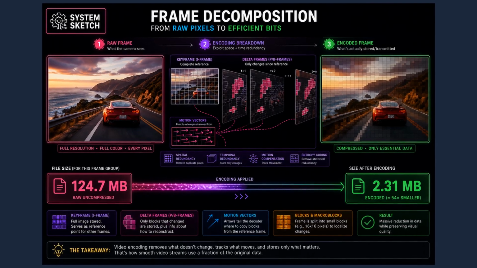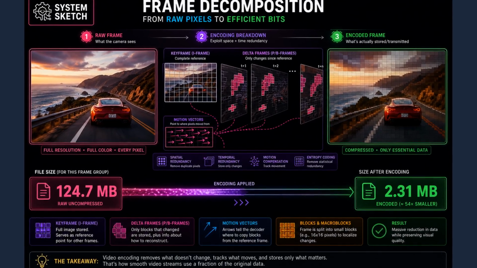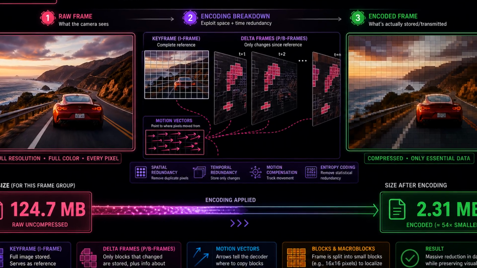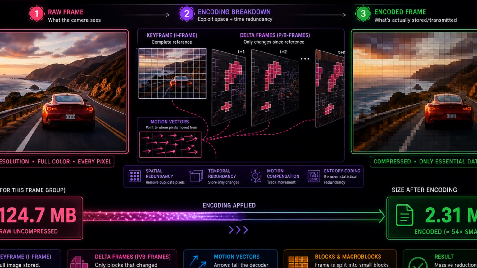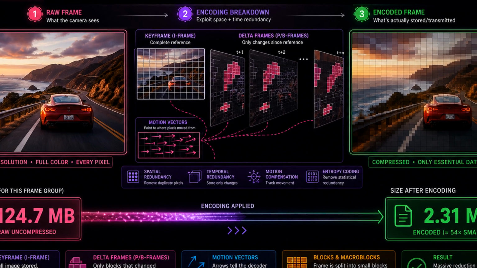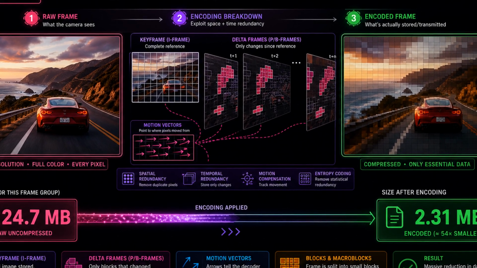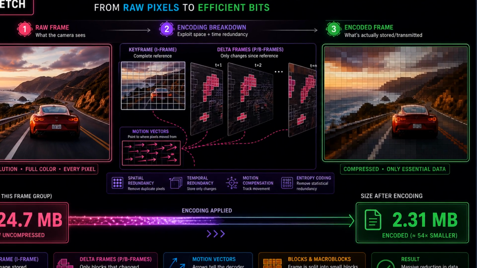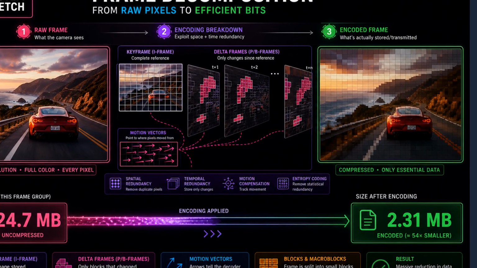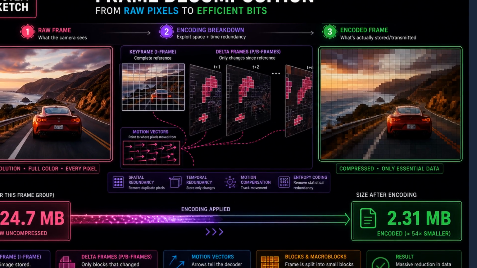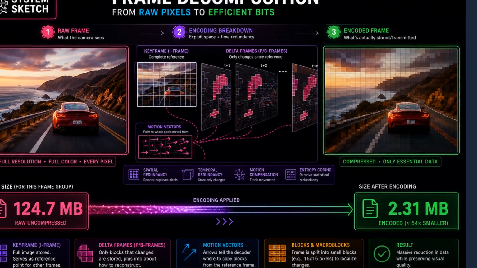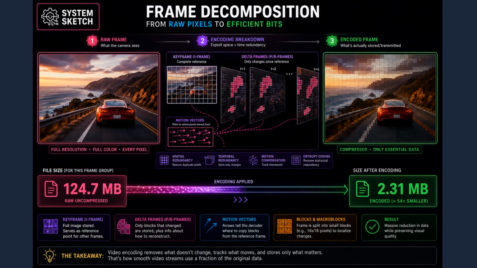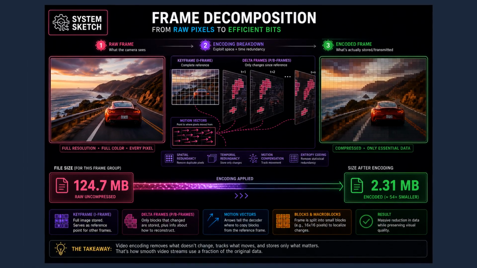Before a video goes online, it is encoded. Raw camera footage is enormous. A codec like H.264 or H.265 analyzes each frame, and instead of saving every pixel, it saves only what changed from the previous frame. Still backgrounds are described once. Moving objects are tracked with motion vectors. The result, the same visual quality at a fraction of the raw size. H.265 achieves roughly half the file size of H.264 at the same quality level.